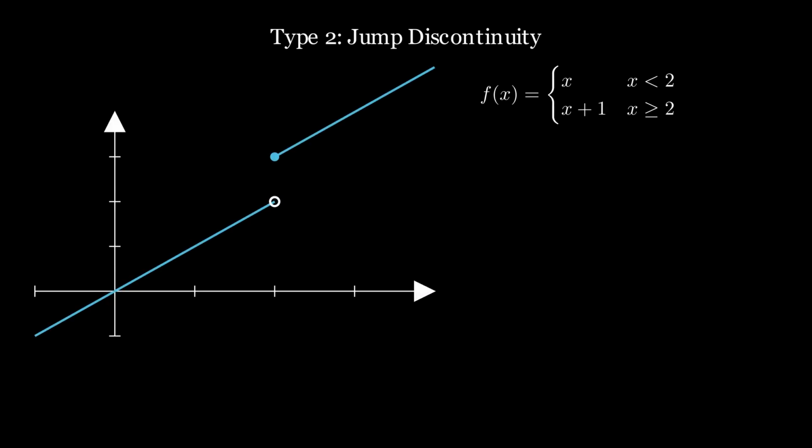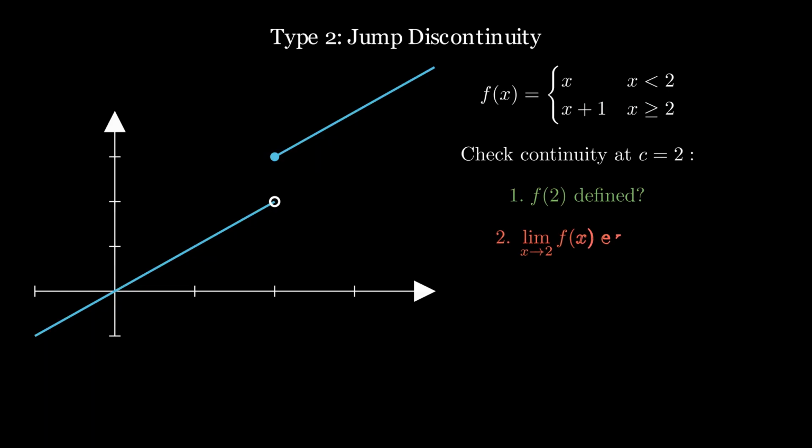Next, let's look at a jump discontinuity. This occurs when a function jumps from one value to another. Consider this piecewise function. Notice how the graph jumps at x equals 2. First, is the function defined at 2? Yes, according to the definition, when x equals 2, we use the second piece. So f of 2 equals 2 plus 1, which is 3.